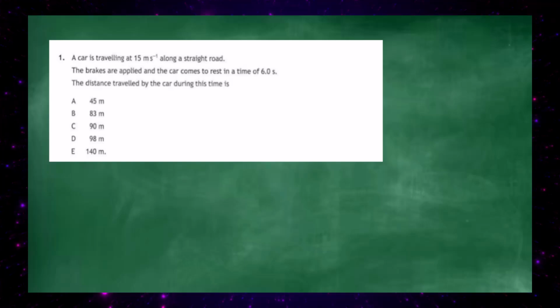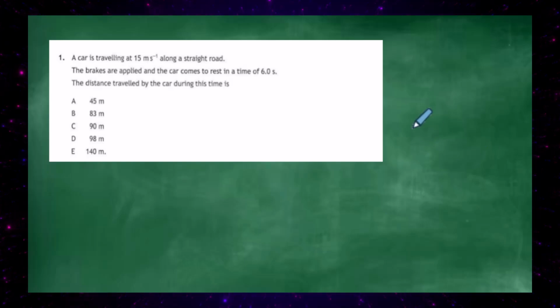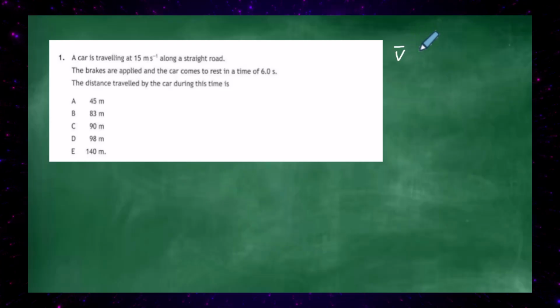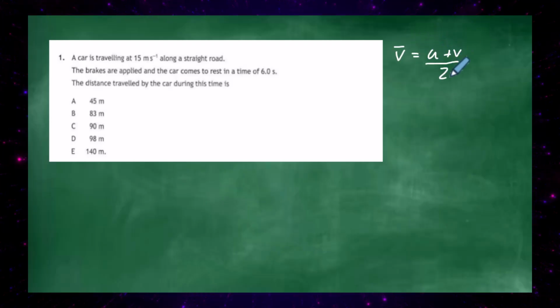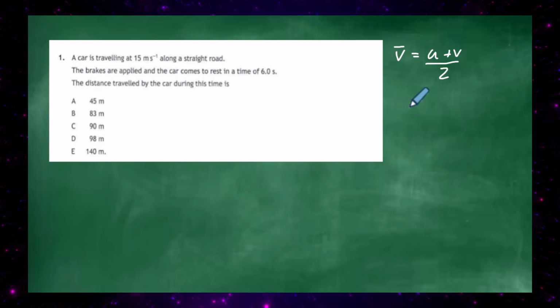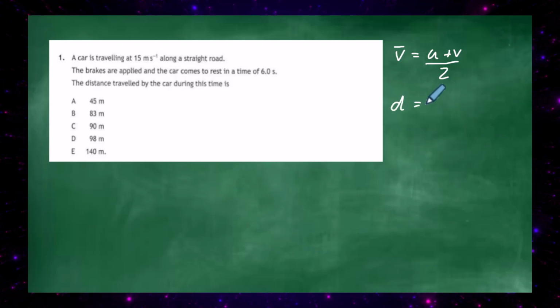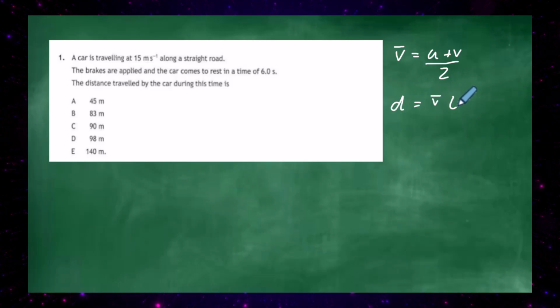Two equations we use here. To start off this exam, we use the fact that the average velocity v is equal to the starting velocity plus the final velocity, all divided by 2. Once you find the average velocity, you can then find the distance travelled. It's simply the average velocity times the time.